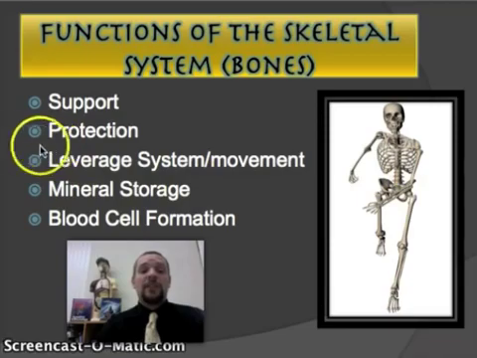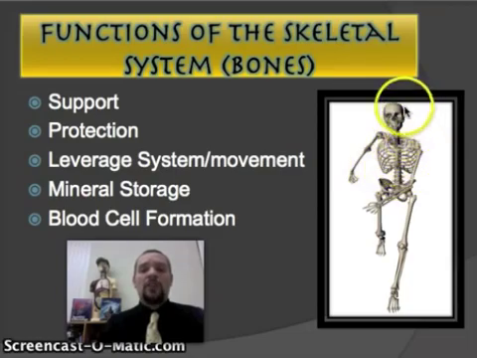The next thing it's going to be involved in is protection. Our ribs are going to help protect all of our vital organs, our lungs, our heart. We have all of our very important organs encased in our rib cage. Our skull is going to be very strong and it's going to protect our brain. And so we want to use the skeletal system as a means of protection.